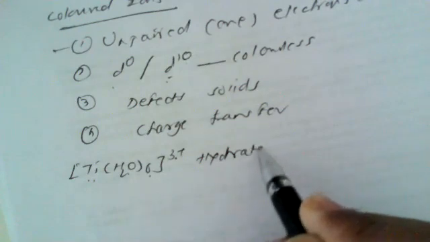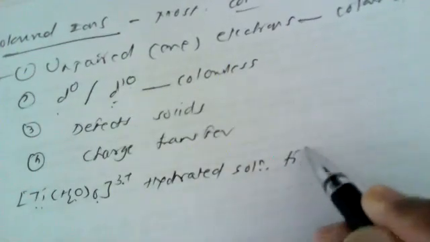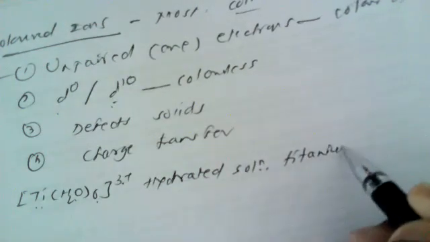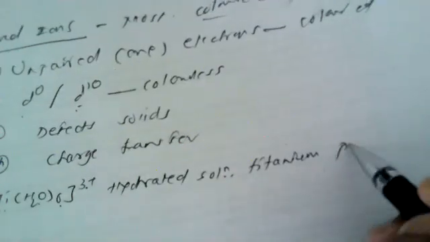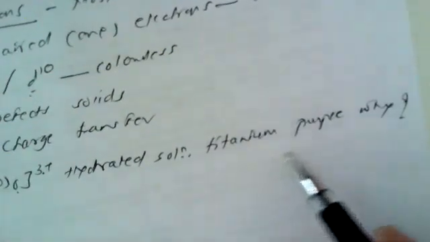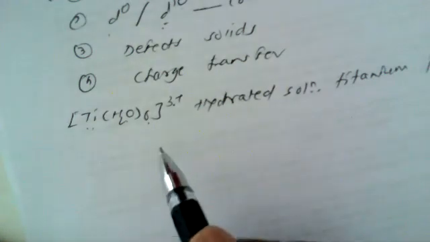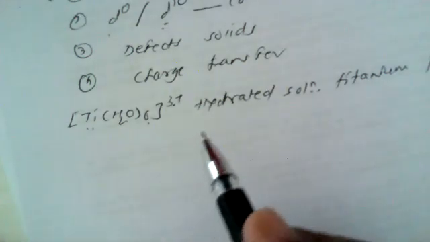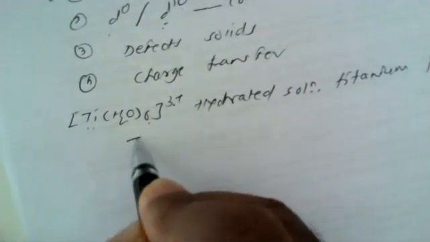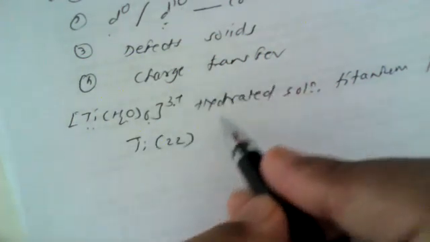Sometimes the question may be twisted: the hydrated solution of titanium is purple colored. Why? What is the reason that the hydrated solution of titanium is purple colored? To show why this solution is purple, first of all, we shall study the electronic configuration of titanium, having atomic number 22.